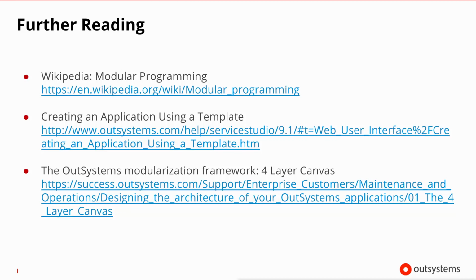Now this was all just scratching the surface of architecture, of modularization. If you want to know more, there's a couple of links on this slide, and in particular, I want to call to your attention the very last link that gives you more information about the 4-layer canvas. The 4-layer canvas is the de facto standard way in which we at OutSystems break up the modules that make up our applications. If you want to know more about the patterns and the names we give to the patterns and how we spread them across the several layers of an application, you should look into this particular link.